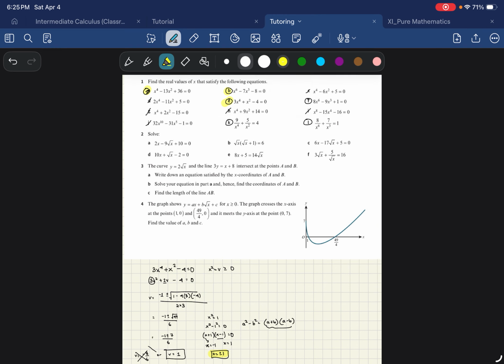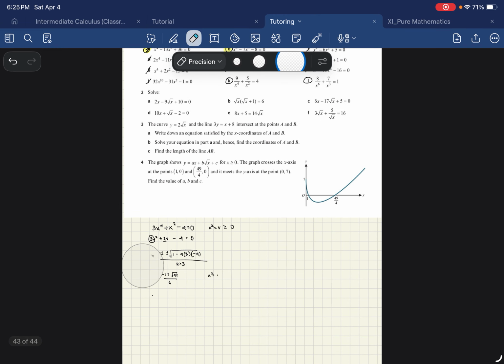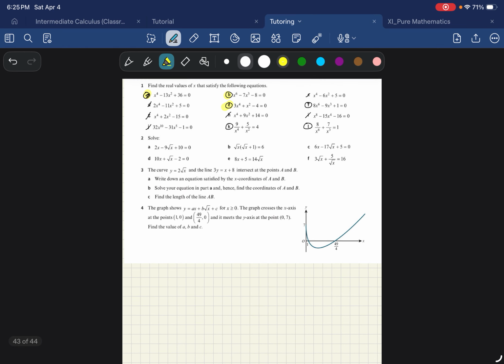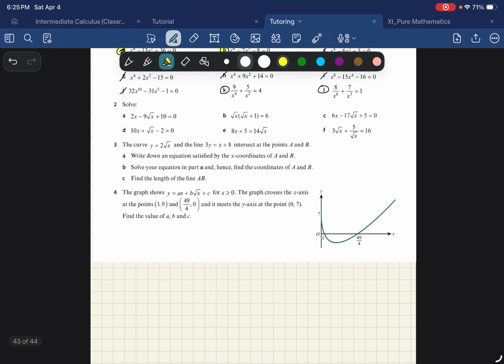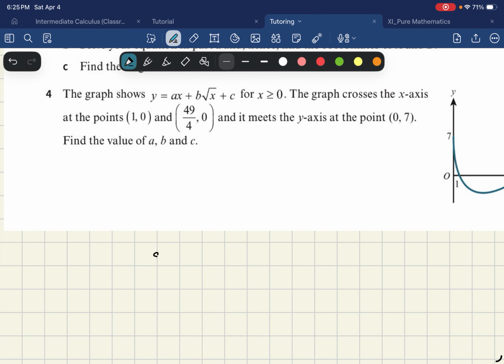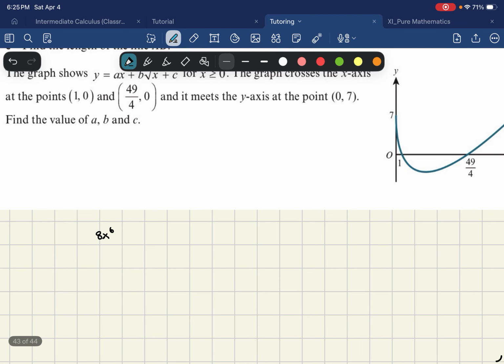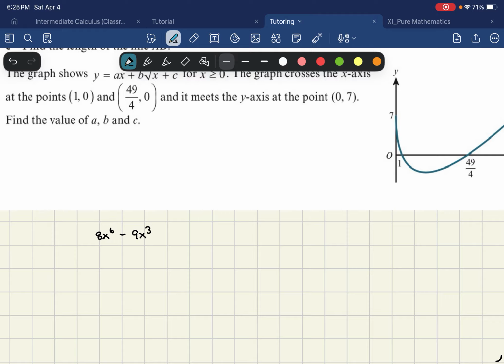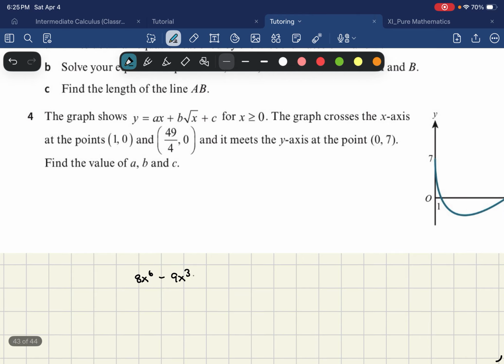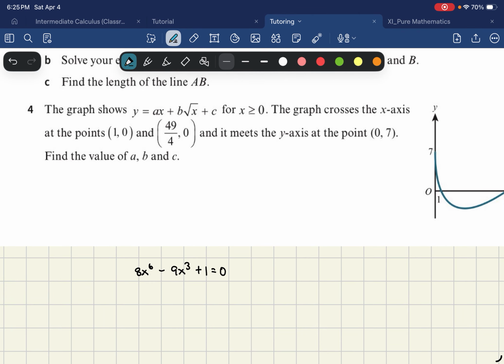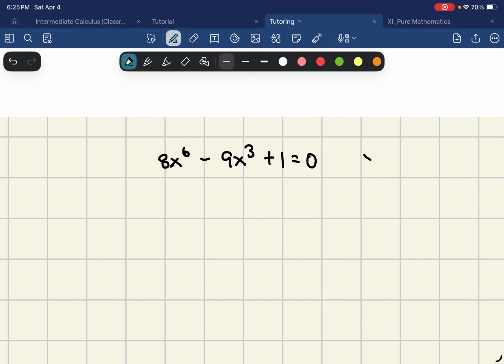All right, so let's do F. And F is also very similar, right? So you have 8x to the power 6 minus 9x cubed plus 1 equals 0. All right, so let x cubed be equal to v. X cubed is equal to v.